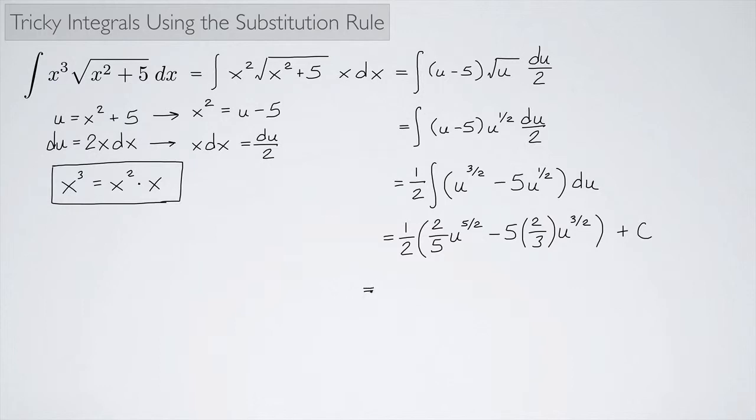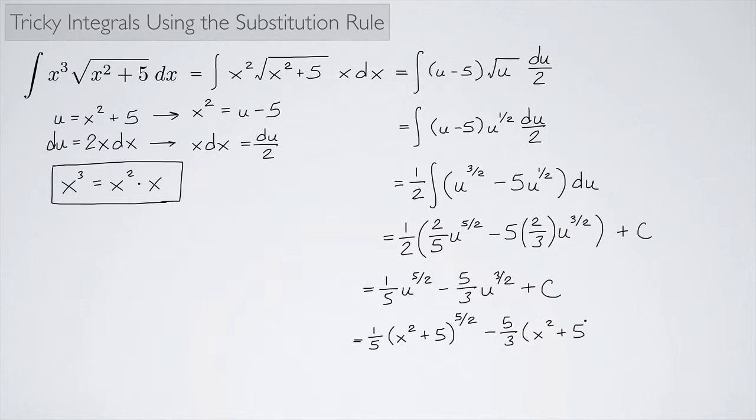And let's see, let's simplify this a little bit. So if I distribute the 1/2, these 2's are going to cancel on top. So I'm going to get 1/5 u to the 5/2 minus 5/3 u to the 3/2 plus a constant. And finally, I can plug back in for u. u was x squared plus 5. So this is going to be 1/5 (x squared plus 5) to the 5/2 minus 5/3 (x squared plus 5) to the 3/2 plus a constant.